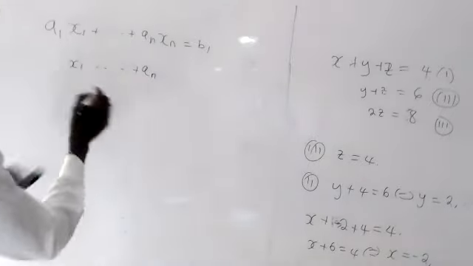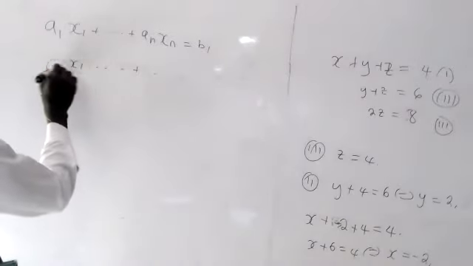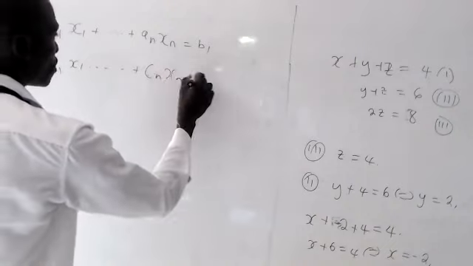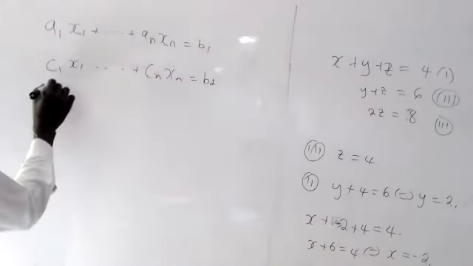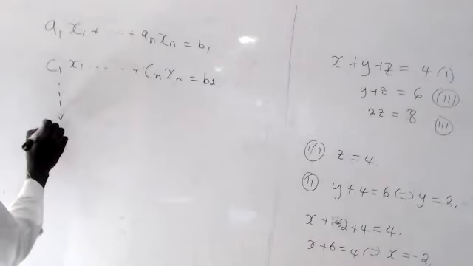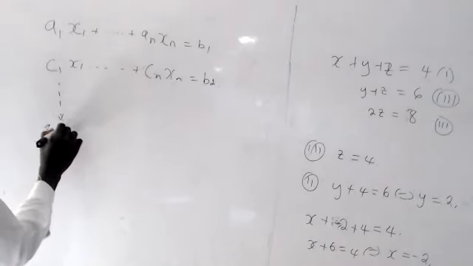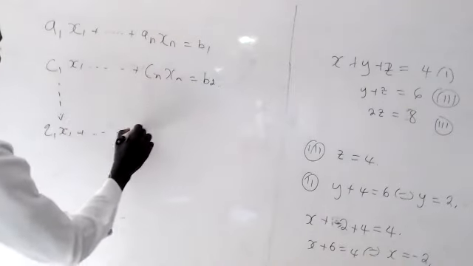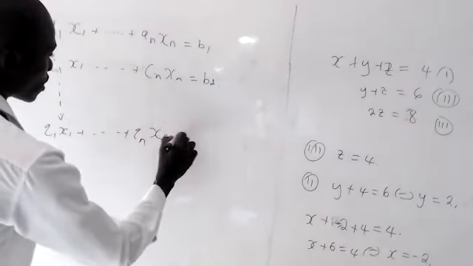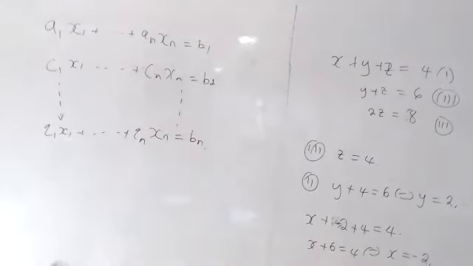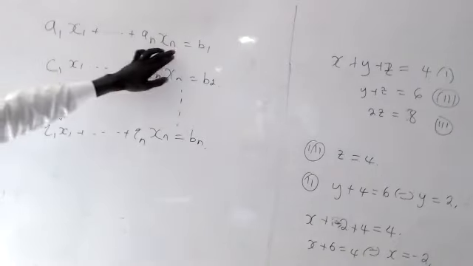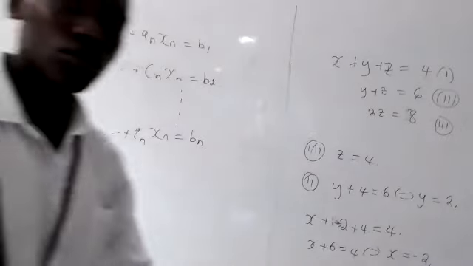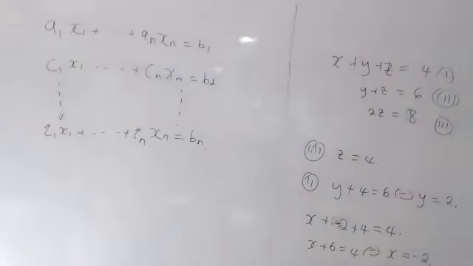So this should be c1, cn, it's b2, and then all the way to maybe q1 x1 plus qn xn is bn. So this is a system with n unknowns. The unknowns here are x1 up to xn, where n is a positive integer or a natural number. So this system could have 20 unknowns, 50 unknowns, 500 unknowns, 5,000 unknowns.